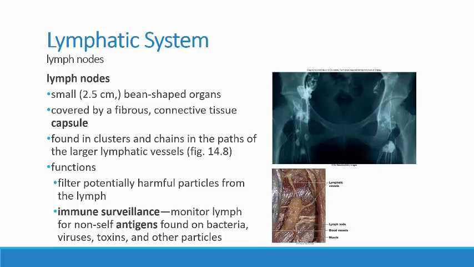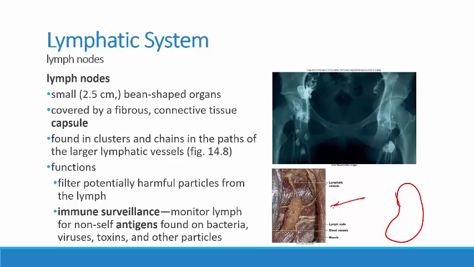These are very small, something on the order of 2.5 centimeters, little organs shaped like beans, sort of like that. They are covered by a fibrous connective tissue capsule.